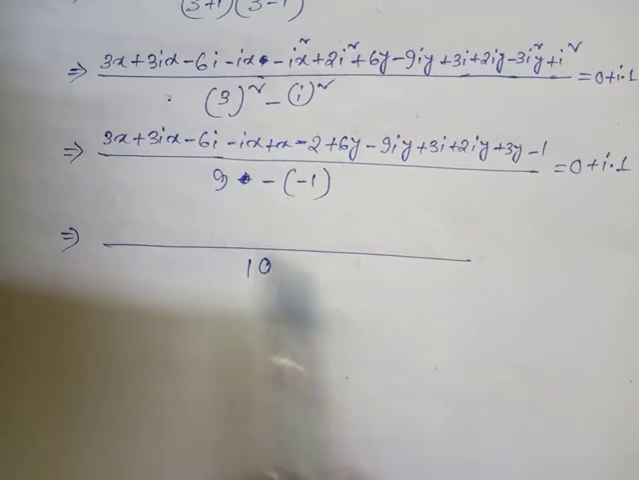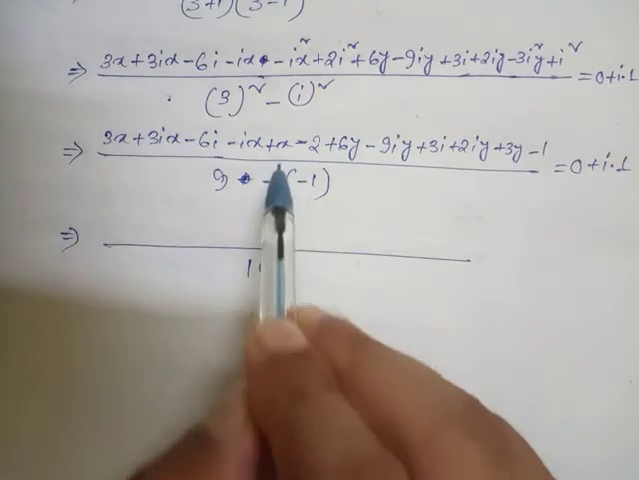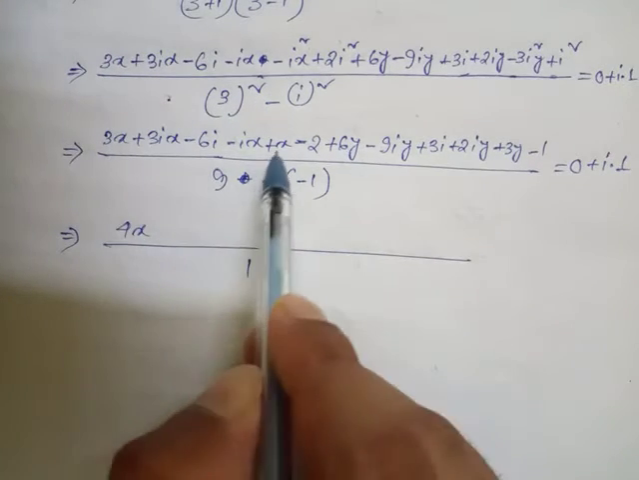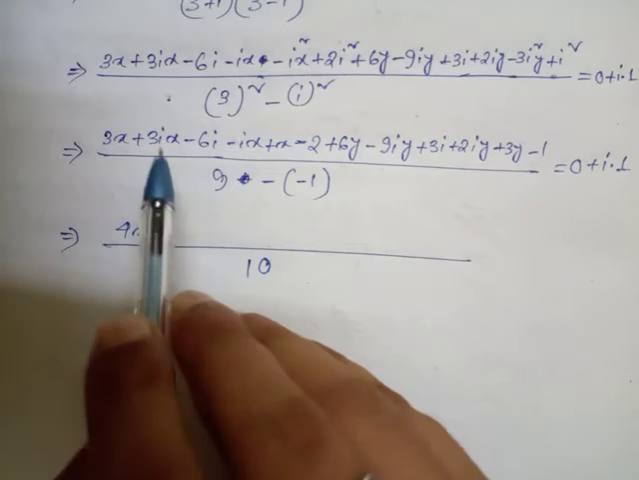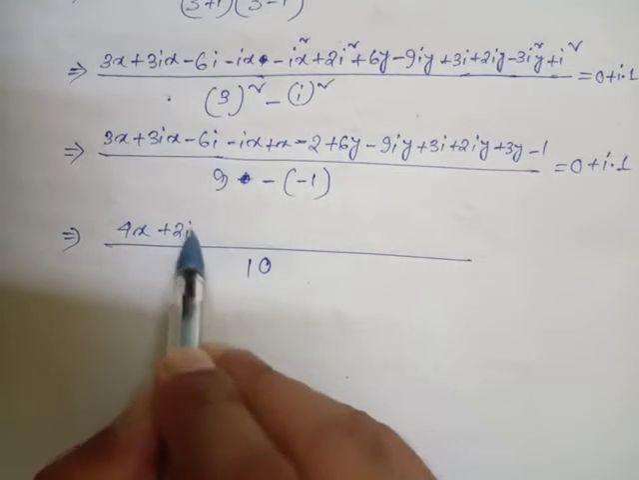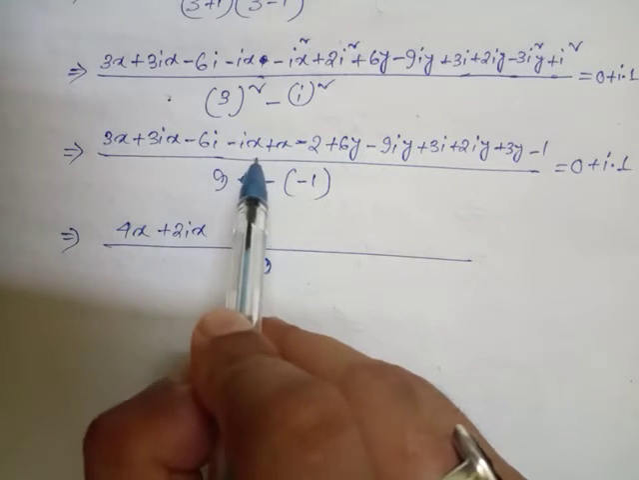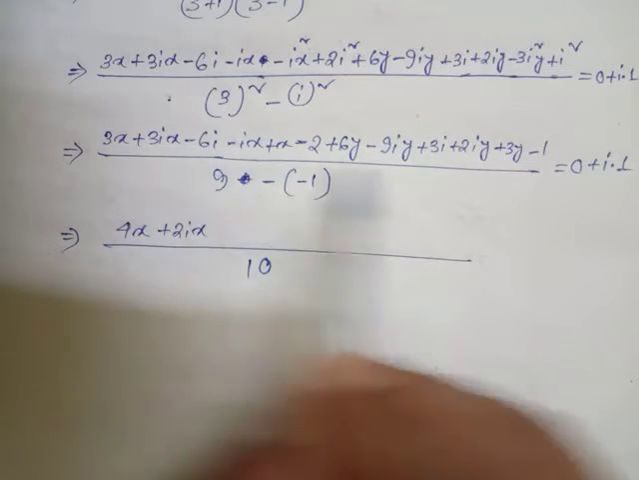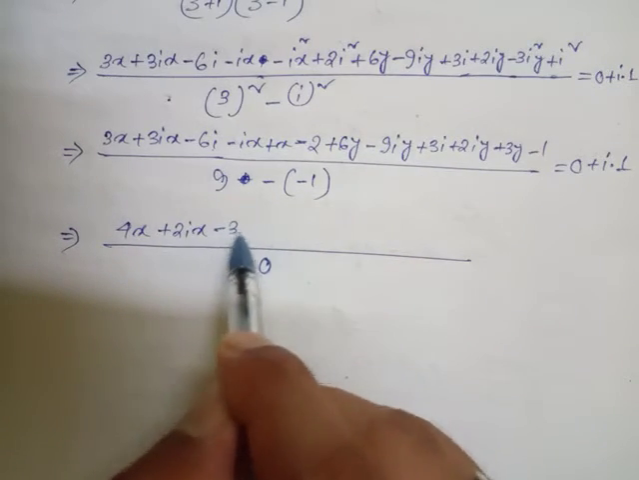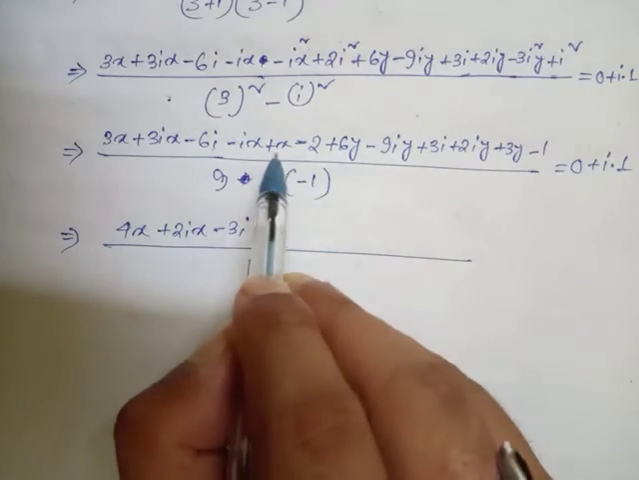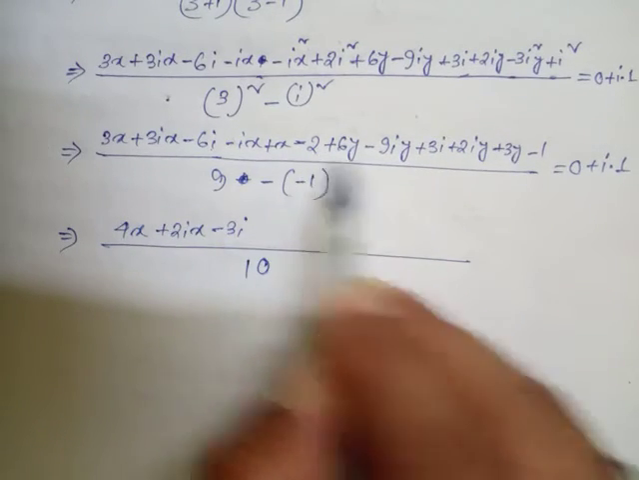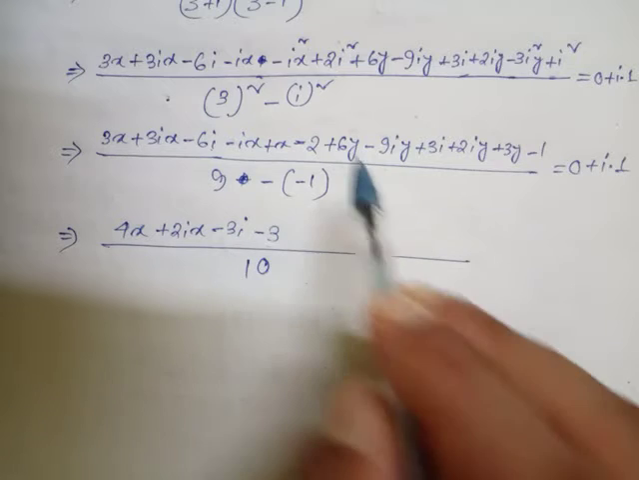Now look here, 3x plus x means 4x will be here. Now 3ix and minus ix, so the answer will be 2ix only here. So minus 6i plus 3i, I repeat again, minus 6i plus 3i, which means minus 3i. Now this portion is already being taken for solving. Minus 2, there is minus 1, minus 3 will be here.